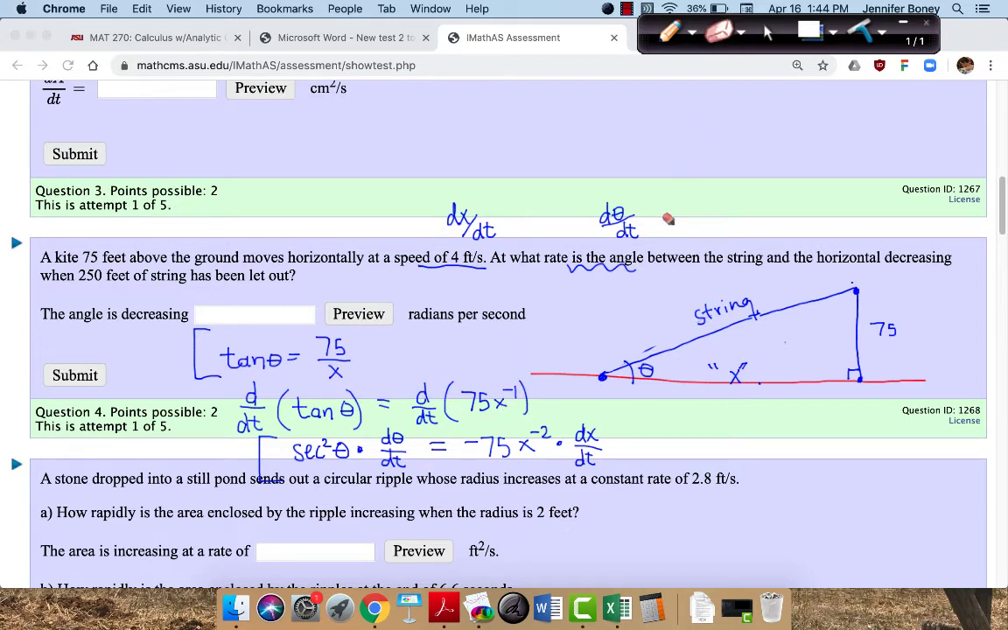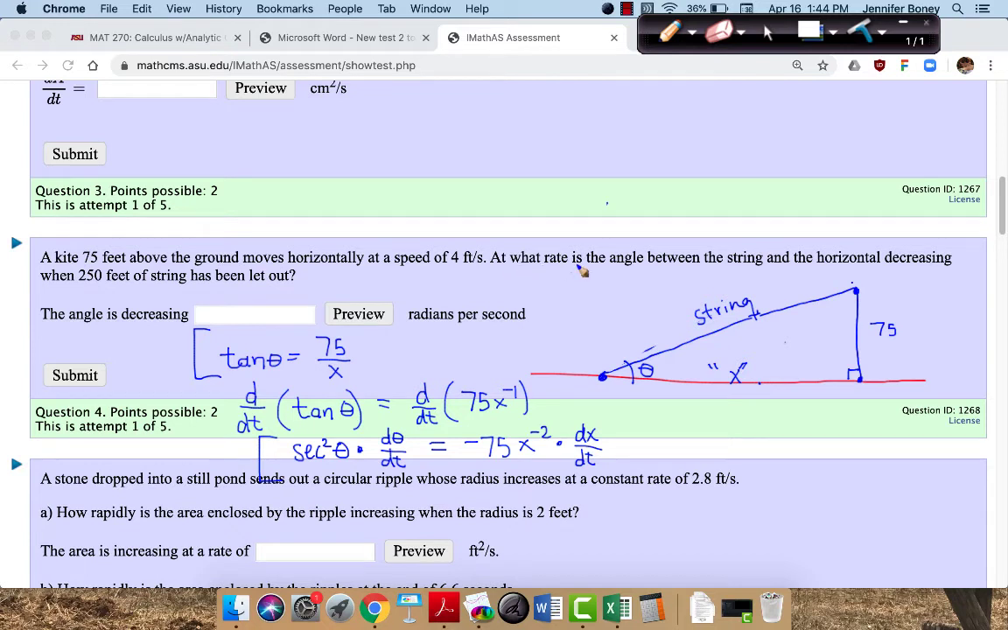So I'm going to use this space up here. So let me just get these labels out of the way. But if I want to solve this, I have numbers to plug in for everything but d theta dt, really. So secant squared of theta at this point. So a kite 75 feet above the ground.